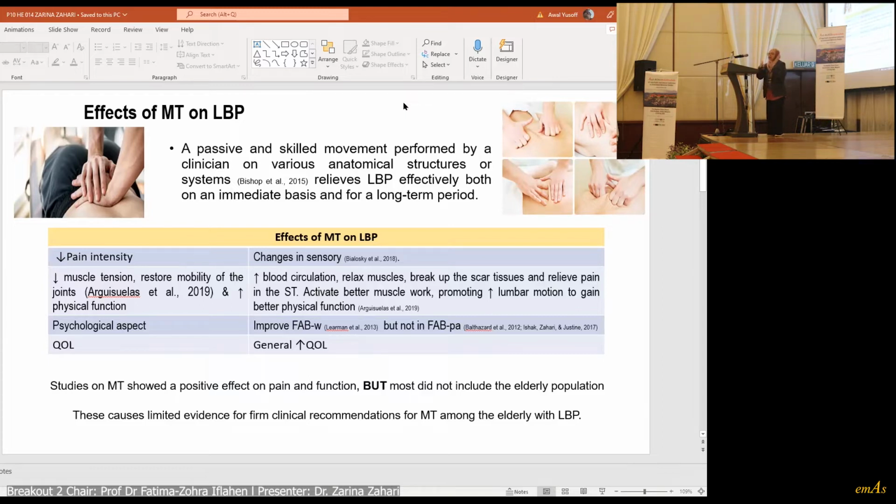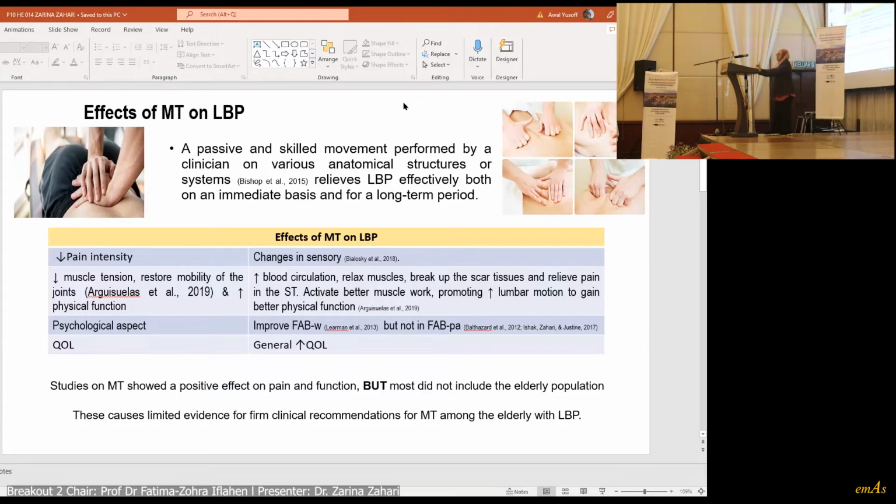Okay, all right. In terms of psychological effects, how does it work? It helps to improve the fear avoidance belief, because in most patients, they always think that activity will harm their function. Pain can cause harm. So with that perception, it will always limit them from doing the activity. For the quality of life, how does it work? It can improve overall quality of life in physical and also in mental health.